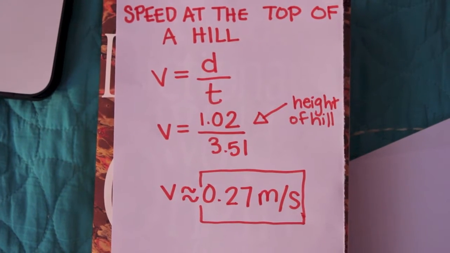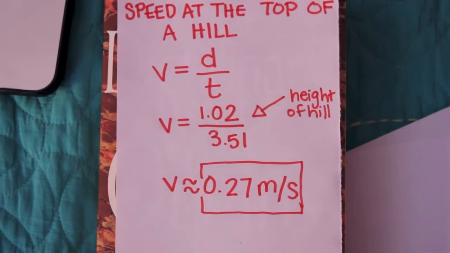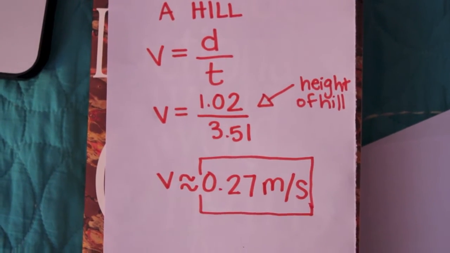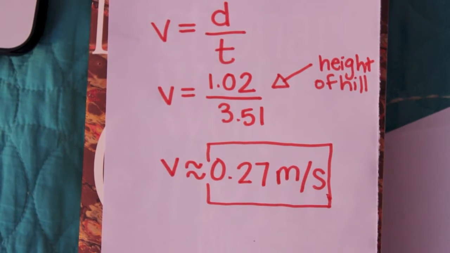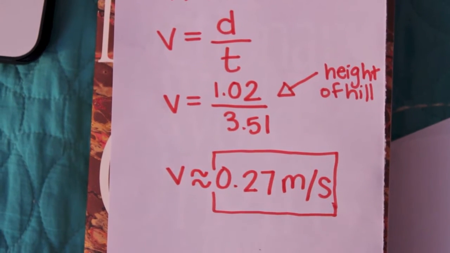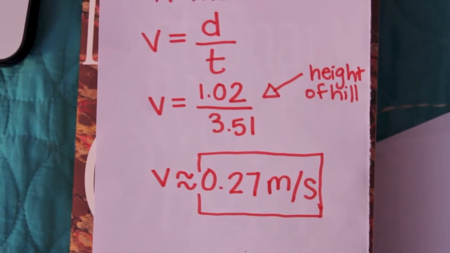To find the speed at the top of a hill, you're going to use velocity equals distance over time, and for the distance, you're going to use the height of the hill, so we divide 1.02 by our average time, 3.51 seconds, and we get approximately 0.27 meters per second.